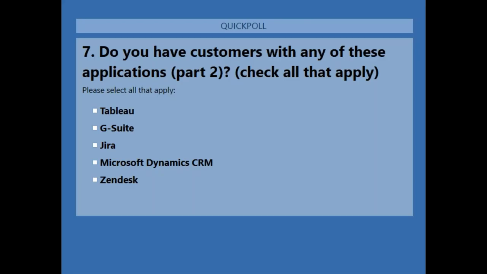Okay, this is a very similar poll. We just couldn't put as many choices in each poll question, so we just had to divide it up. So if you could, again, just choose as many that apply. If none is the option, obviously you don't have to respond to this poll. But if you do have customers using Tableau, G Suite, Jira, Microsoft Dynamics CRM, or Zendesk, you can select those options in the poll here. We'll give you a couple more seconds.